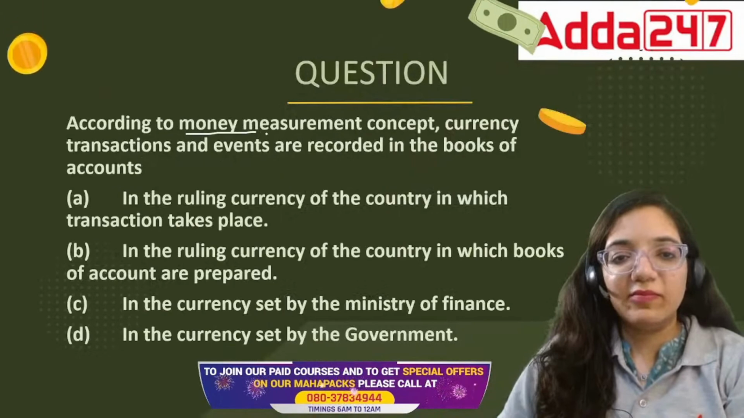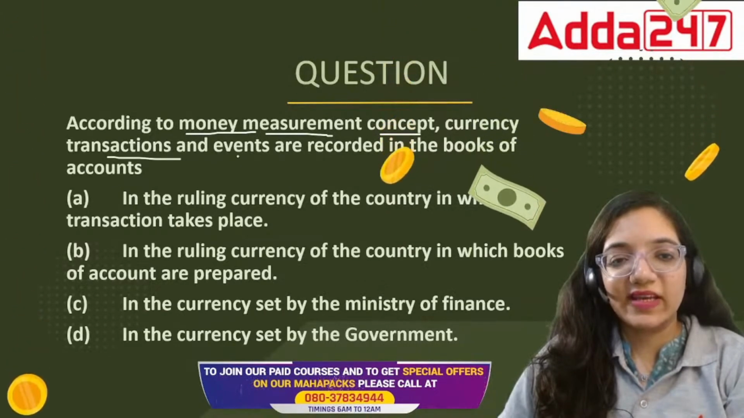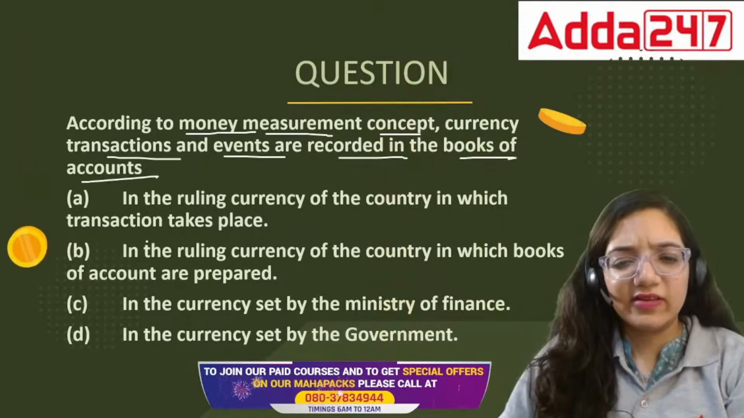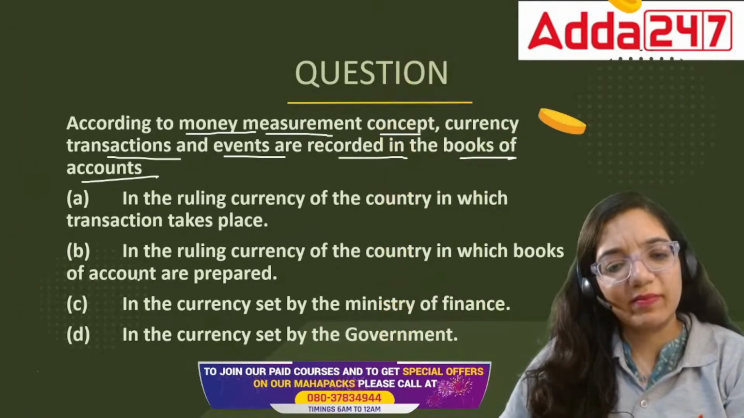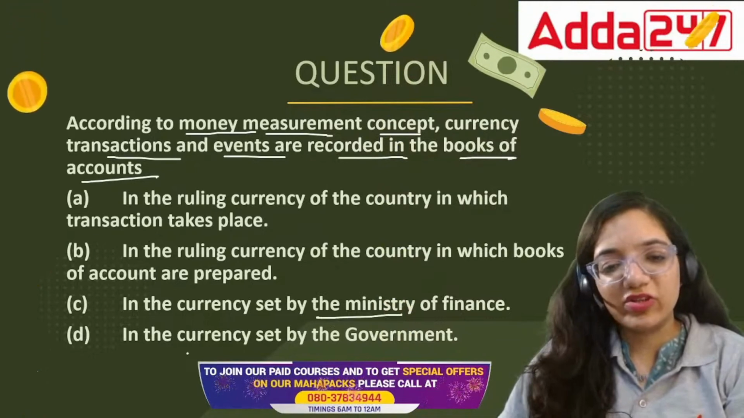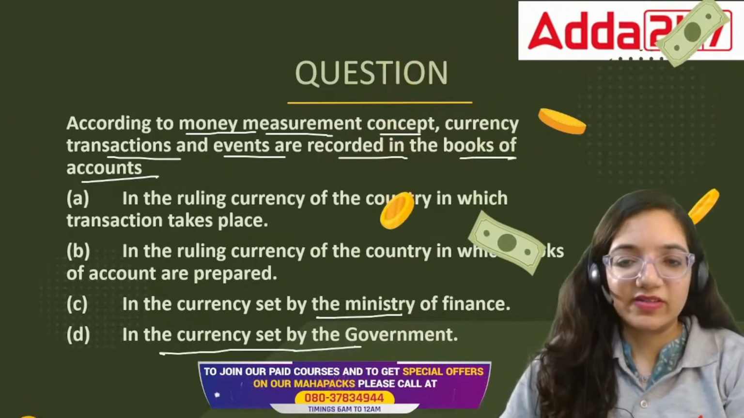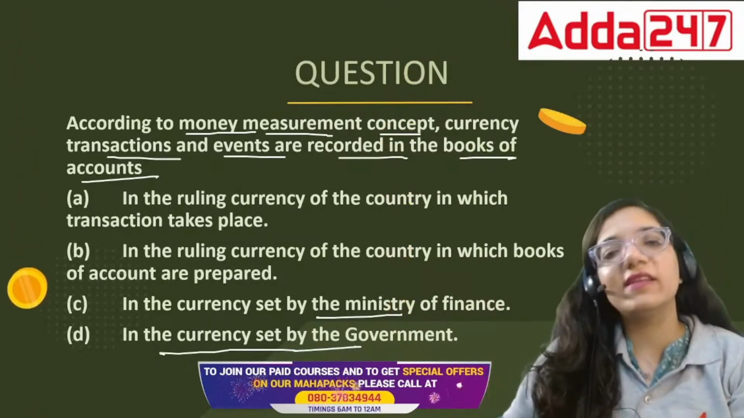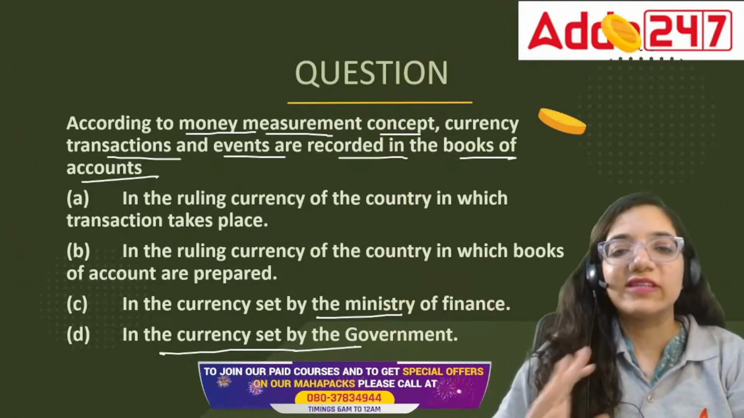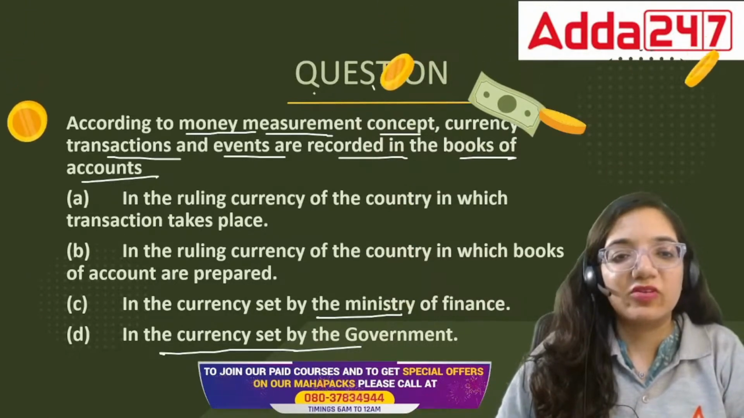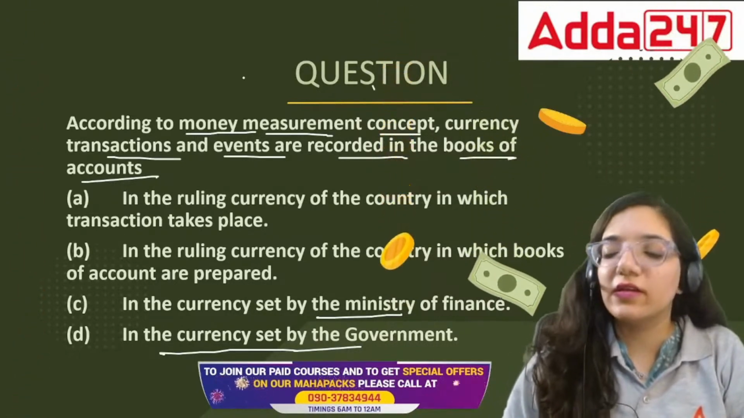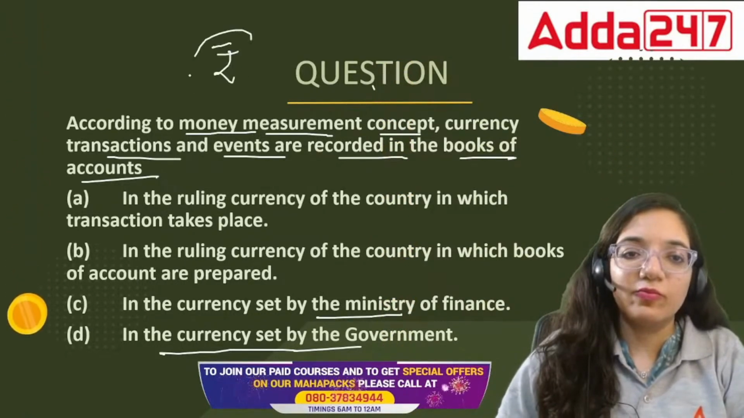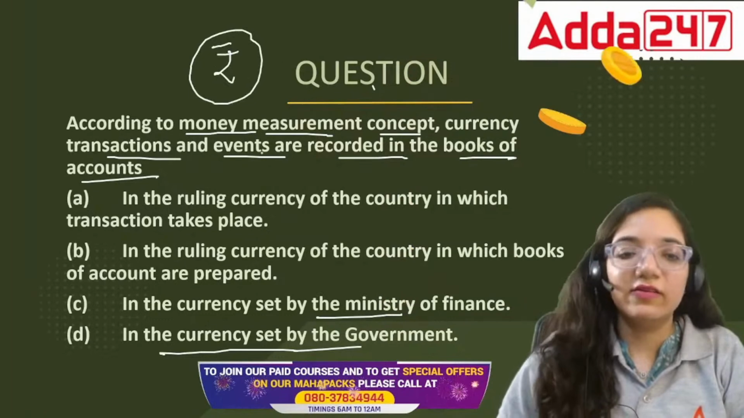According to the money measurement concept, currency transactions and events are recorded in the books of accounts in the ruling currency of the country in which the books are prepared. The currency is set by the Ministry of Finance or by the government. How does it matter? In our country, we have only one set of currency. The money measurement concept says that whenever Indian financial statements are prepared, we prepare them in rupees, not in any other form.